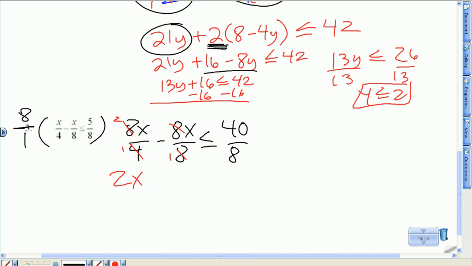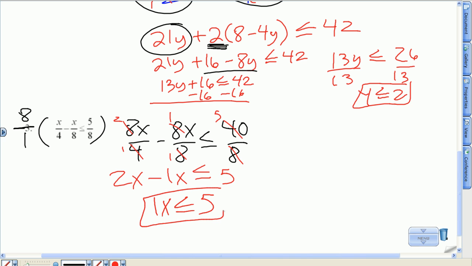8 goes into 8 1 time. 8 goes into 4 5 times. So we have 2x minus 1x is 1x. And there you go, problem's done. X is less than or equal to 5. There's really not a lot going on here.